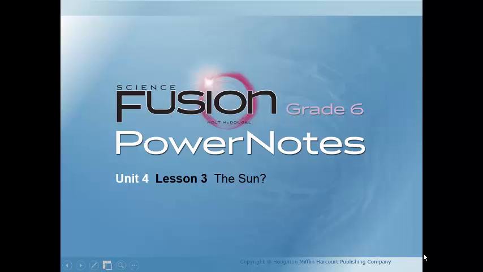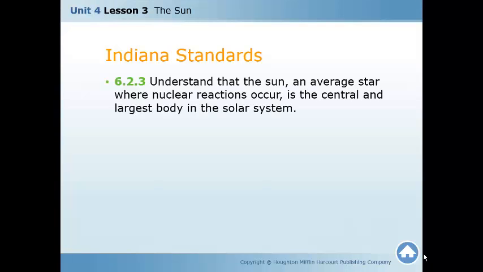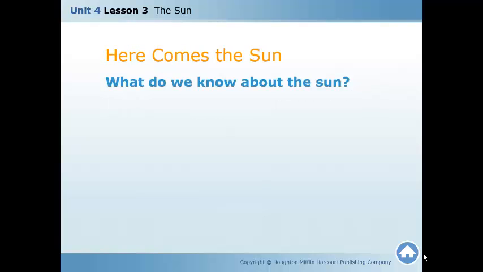Okay, today we're going to talk about Unit 4, Lesson 3, the Sun. Your Indiana State Standard is 6.2.3. Also, this is similar to 5.1.2. Understand that the Sun, an average star where nuclear reactions occur, is the central and largest body in the solar system. Here comes the Sun.